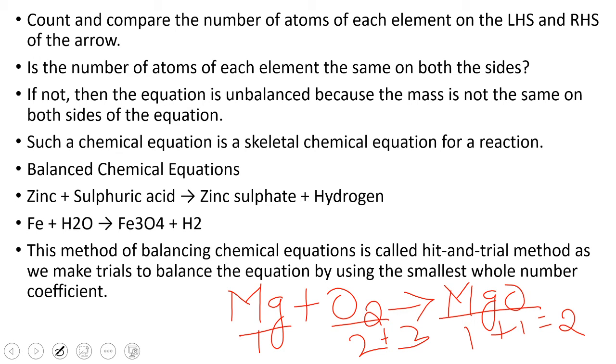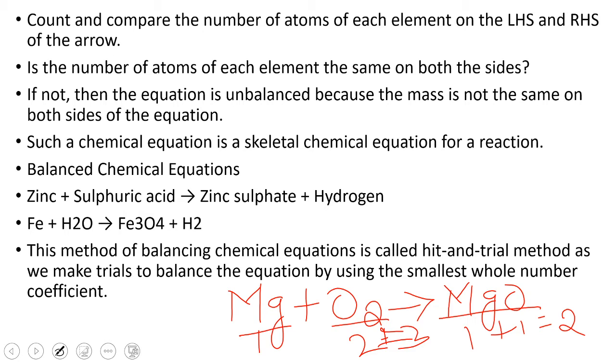So the number of atoms is not equal on the reactant side and product side. Such a chemical equation, where the number of atoms on the reactant side is not equal to the number of atoms on the product side, is termed an unbalanced equation. It's very important to balance a chemical equation. According to the law of conservation of atoms, atoms can neither be created nor destroyed. They can only change from one form to another.